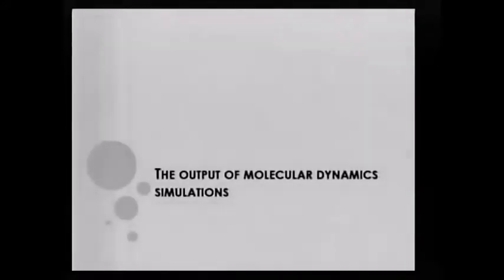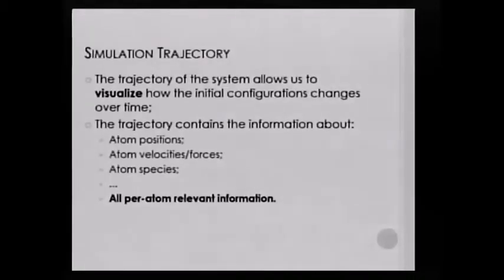So first, let's talk a little bit about what is the output of molecular dynamics simulations. If you look back at the earlier talks, you see that in the modern packages of molecular dynamics we can divide the output in two forms. The first, which is the more authentic form, would be the simulation trajectory. That is the evolution over time of how your system is changing.